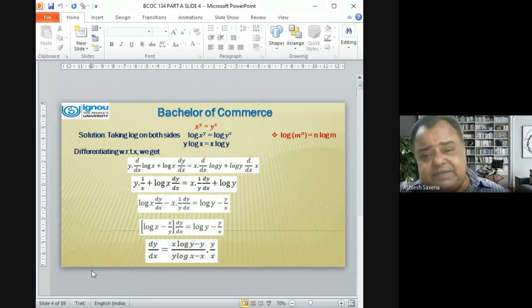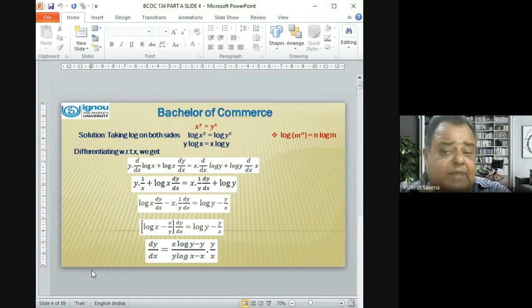Second case is x raised to the power y is equal to y raised to the power x. We have to differentiate. So we will straight away write, taking log on both sides. It will become log x raised to the power y equal to log y raised to the power x. We will bring y in front of log x for the left hand side, and for the right hand side we will bring x in front of log y.